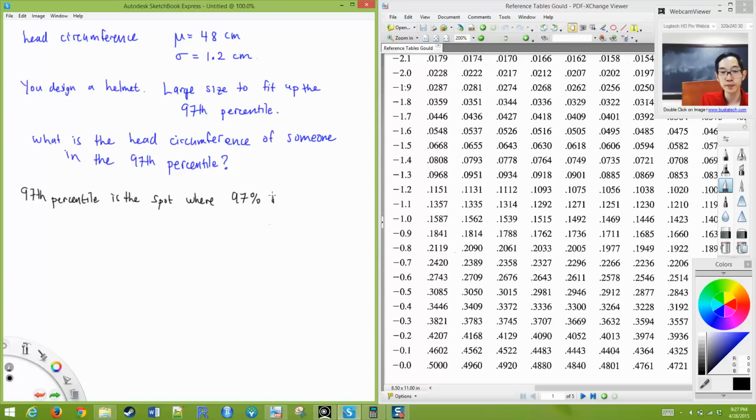So what percentile is that? The 50th percentile, right? Half are bigger, half are smaller. So the mean and the median are actually equal for the normal distribution. So the 48 centimeters is the 50th percentile. The 97th percentile then has to be bigger than 48 centimeters. Okay? So we want to know how big is the 97th percentile.